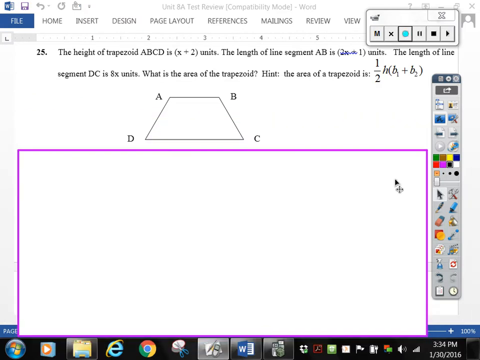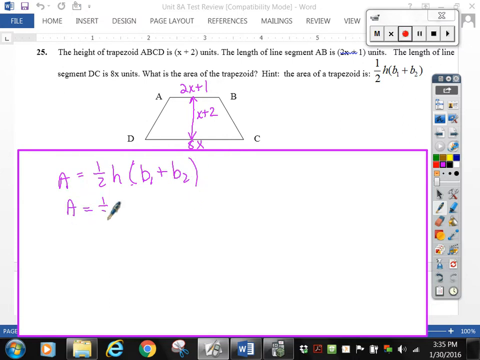Okay, so trapezoid. The height of my trapezoid is x plus 2. The length of line segment AB is 2x plus 1. And the length of line segment DC is 8x. The area of a trapezoid is 1/2 height times B1 plus B2. So this area is 1/2 times the height times the bases added together.